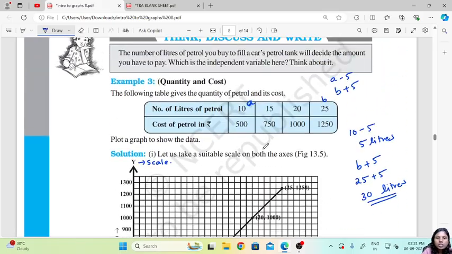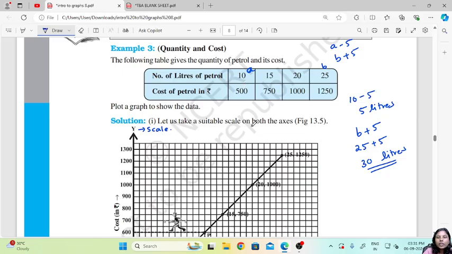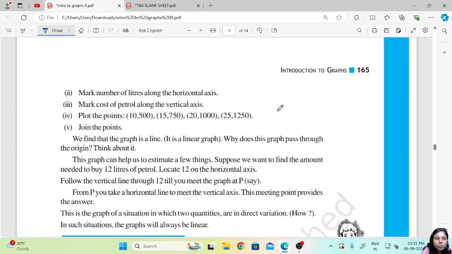Now for the cost, we have to apply the same theory. In this case, because we are starting with 500, we can take directly the least, that is 100, we can start from, and we can go up till 1300. So this is the maximum scale that we can go up to.